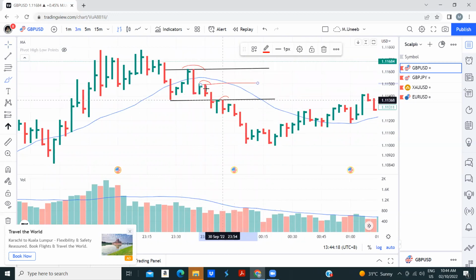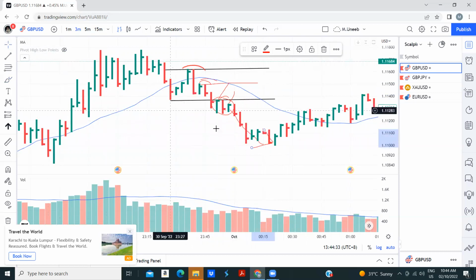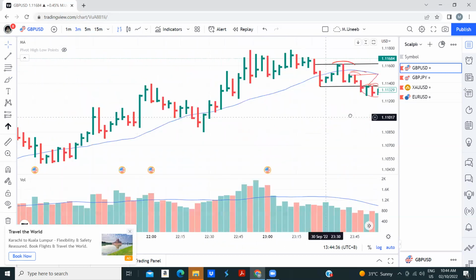What do we see instead? VCP. Okay, the price reacted to this, broke through this line, reacted to it. We have what? Entry point. Got it?